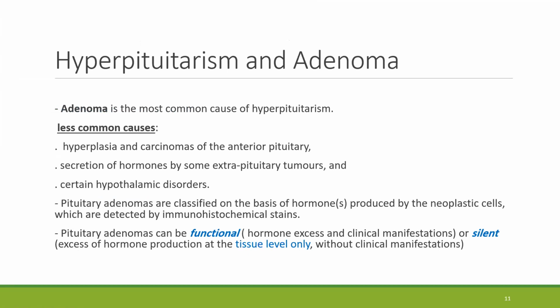Adenoma, as we said, is the most common cause of hyperpituitarism. Just remember, in case of hyperpituitarism, that there are other causes. It can be a neoplastic process such as hyperplasia or neoplasia or carcinoma. It can sometimes be caused by the secretion of hormone by extra pituitary tumors. It can be seen with certain hypothalamic disorders. So it's not all the time caused by adenoma.